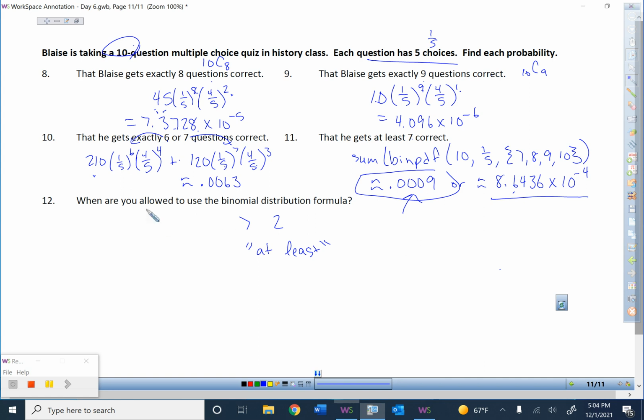Okay, so you are allowed to use this shortcut only if it's more than 2, or at least. You are not allowed to use it on problems like 10 where there are exactly 2. You have to show your work. Okay? If you do struggle with anything, typing it in or understanding how to set these up, please come see me.